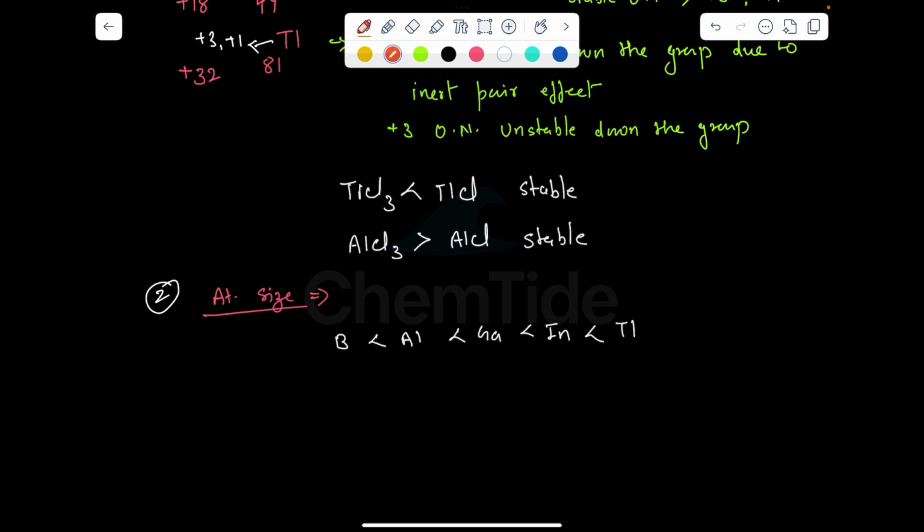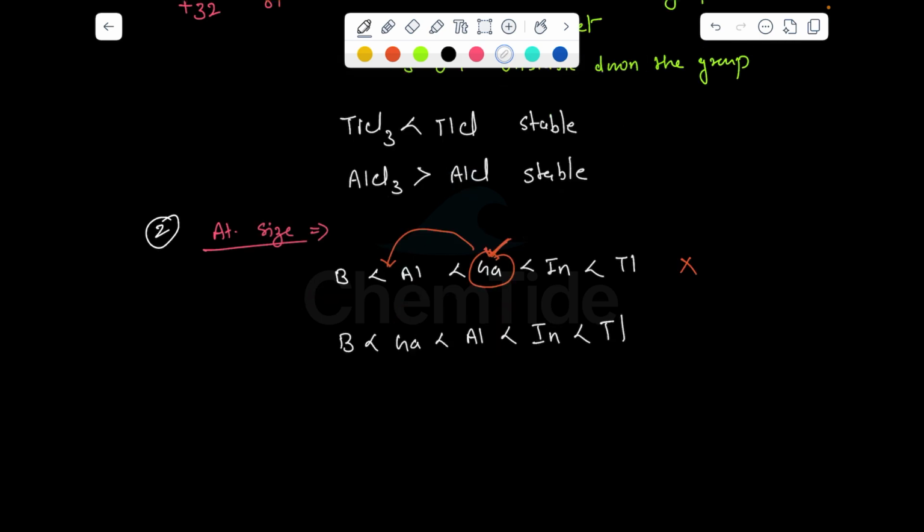But this is wrong. Here we have an exception due to contraction. Gallium is facing heavy contraction because of the presence of d orbitals, screening becomes less, and the nuclear pull becomes high, so the size of gallium is going to be reduced. So you have the right order: boron, then gallium, then aluminium, then indium, and then thallium. The reason you should know is that gallium has the greater nuclear pull due to poor screening.